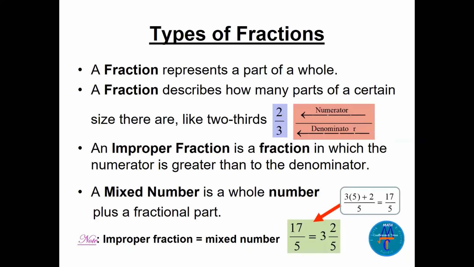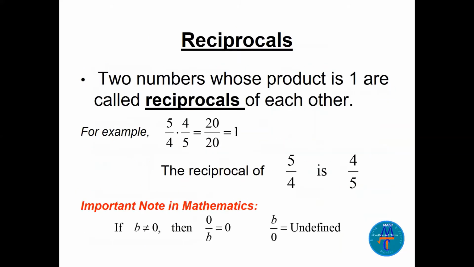A mixed number is a whole number plus a fractional part. So 17 over 5, we can write it as 3 and 2/5. So when we have 3 and 2/5, 3 times 5 is 15 plus 2, 17/5. So we call this a mixed number. Reciprocal also we have seen before. Definition of a reciprocal: two numbers whose product is 1 are called reciprocals. Like 4/5. When I say find the reciprocal, it's 5/4.